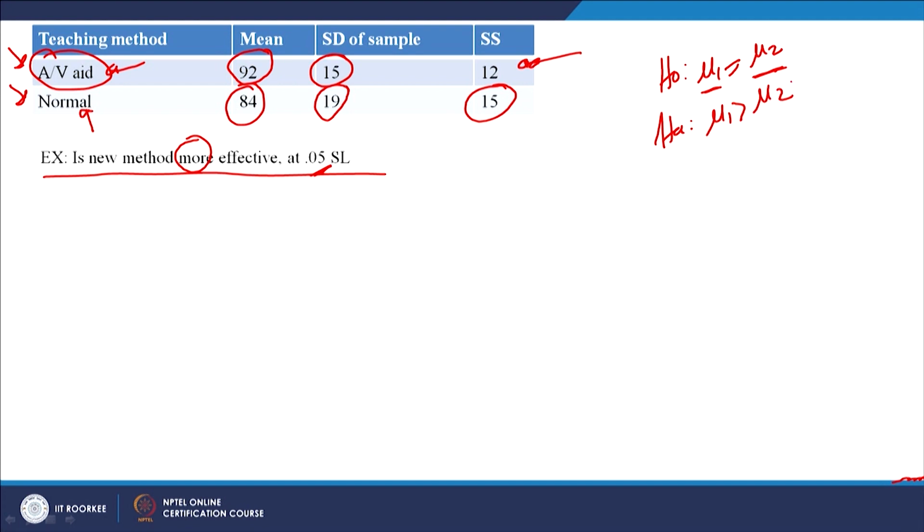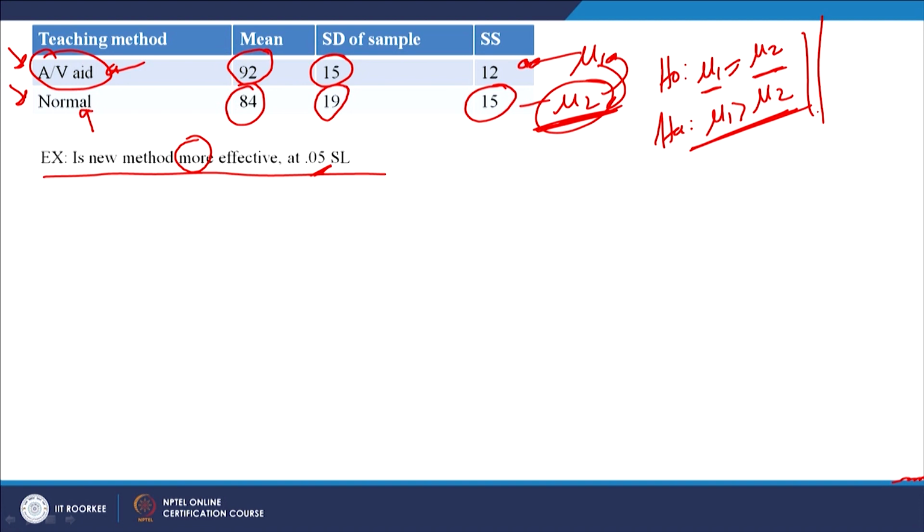So, here we are saying that mu1 is this and mu2 is in fact your old method, right, the mean of the old method. This is up to you how you assign mu1 and mu2. You can have this as mu2 and this as mu1, only the direction of the inequality will change, right. So, this is your null and alternative hypothesis.